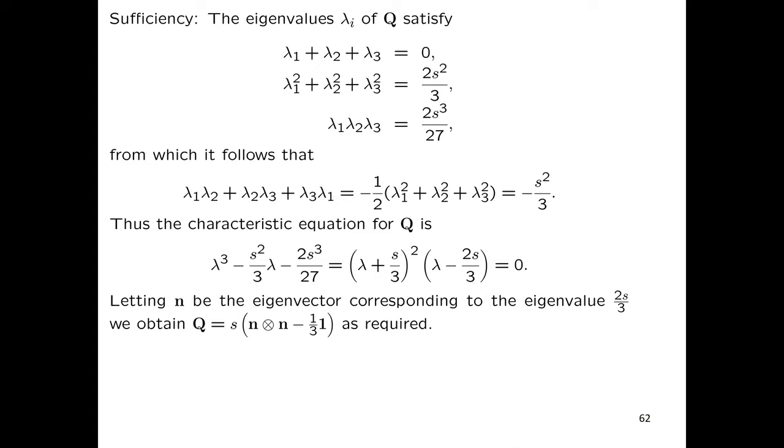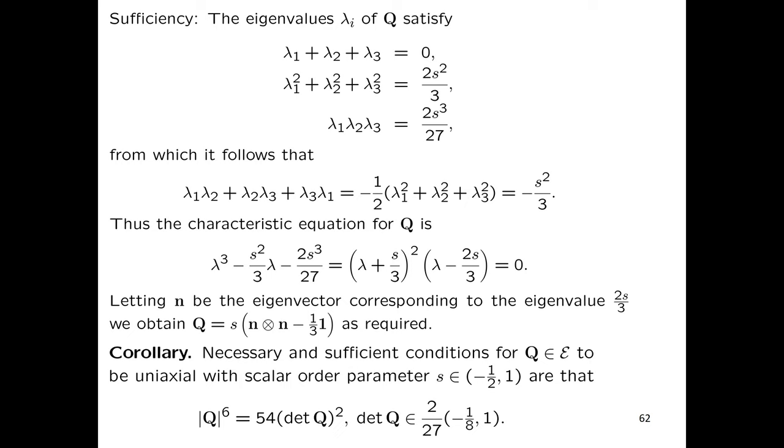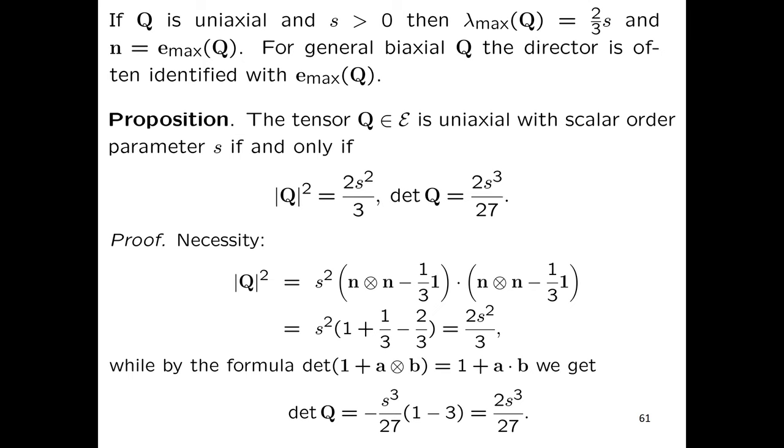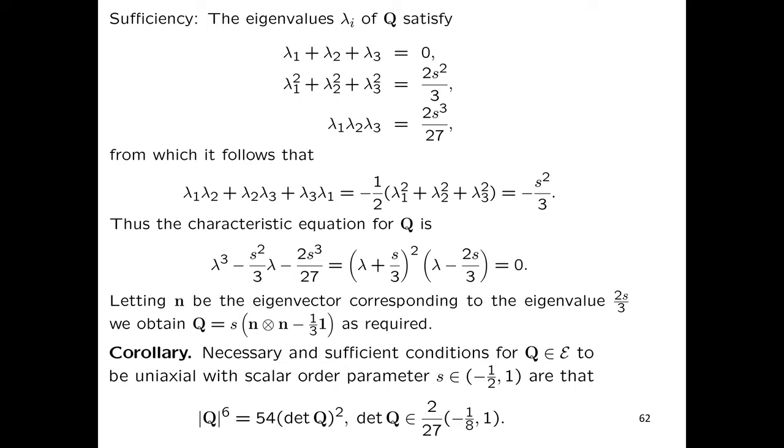Let N be the eigenvector corresponding to the eigenvalue 2S over 3, then you find that Q is S times (N tensor N minus a third of the identity). So therefore, a corollary: necessary and sufficient conditions for a Q to be uniaxial with scalar order parameter in this range is that the norm of Q to the sixth is 54 times the determinant of Q squared. I eliminate S from these two equations. Q to the sixth is 54 determinant Q squared, and then with S in this interval, the determinant of Q is in that interval.